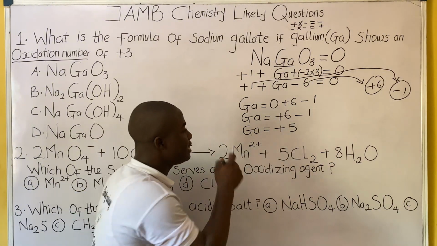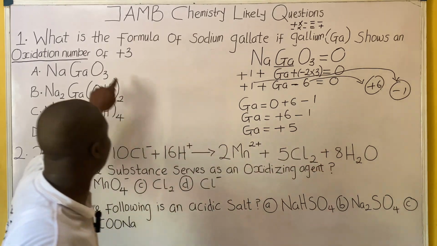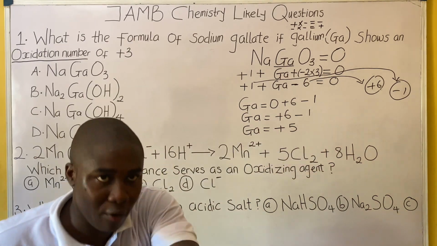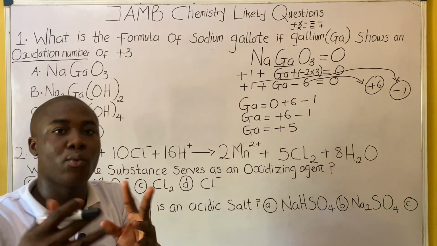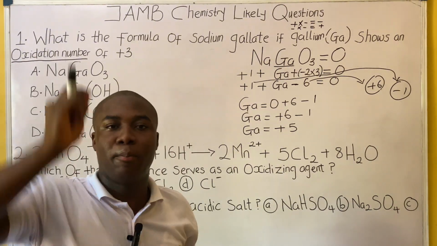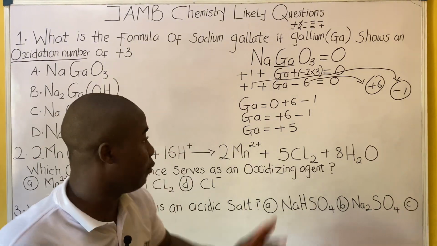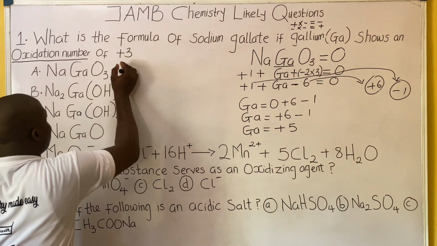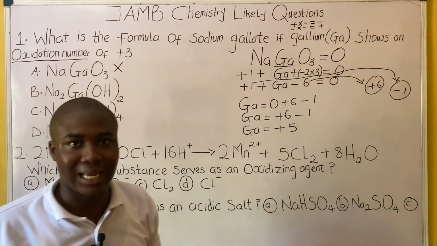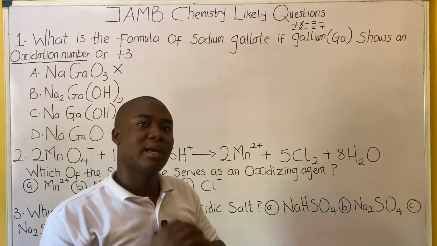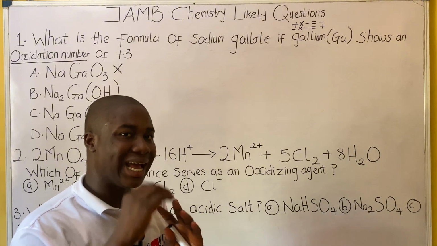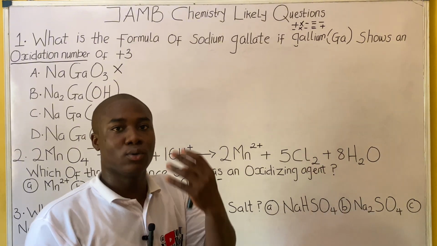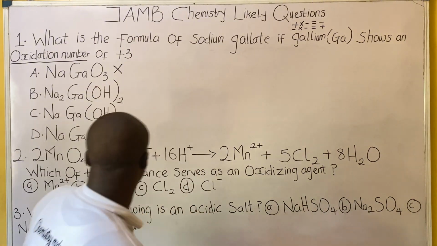So you can see that the oxidation number of gallium in option A was plus 5. It does not correspond to what they told us. We have to make sure we solve so that we can get plus 3, and we got plus 5. So option A is wrong. So let's go over to option B and analyze. Let's go straight into the next option and try to determine the oxidation number of gallium.